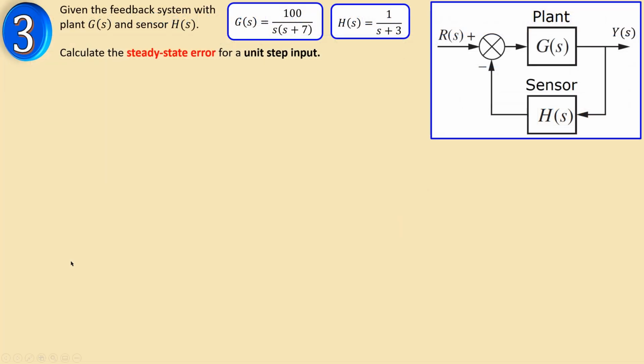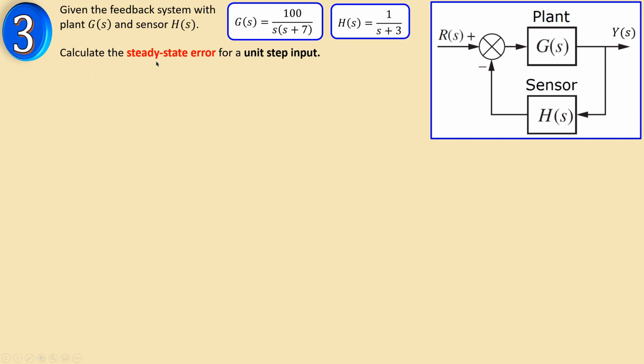Okay, moving on to example number 3, which is the final example for this video. In this case, we have two transfer functions given, a little bit different. Now we have a plant here, again second order, but now also the sensor here, which has some dynamics, not only a gain.